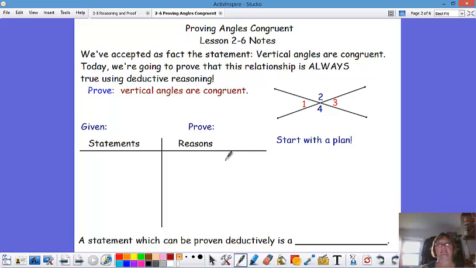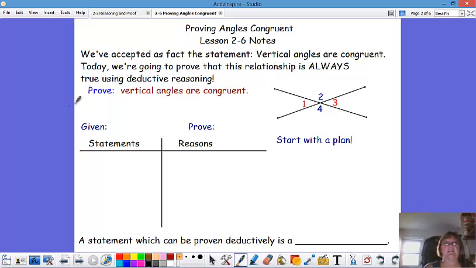And we're going to begin with a theorem about vertical angles. We've accepted this all the way through. You believed me when I told you that vertical angles are congruent. Today we're going to prove that this has to be the case, and we're going to prove it deductively, which means that it can't be disputed, not just by looking at some angles, but instead by looking at facts. So the statement of what we're to prove is that vertical angles are congruent.